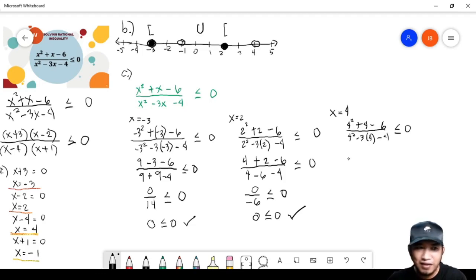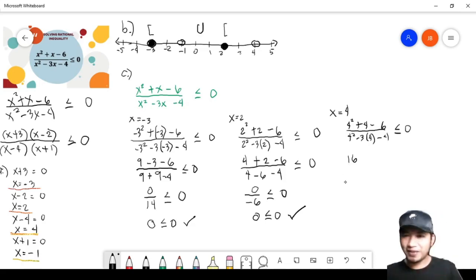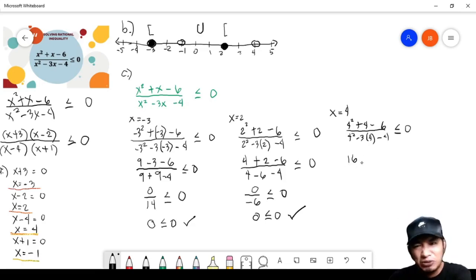16. Hindi. Ano ba yan? 4 squared, 4 times 4. 4 squared, 4 times 16. Okay, 16. Nalito na, no? O, yan. Pati ako nalito tuloy.